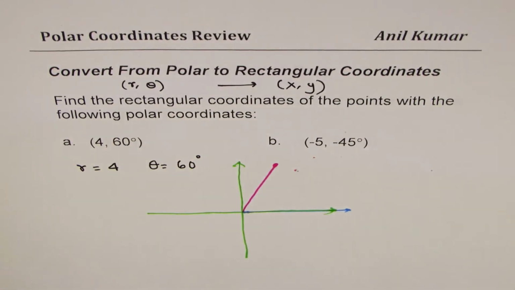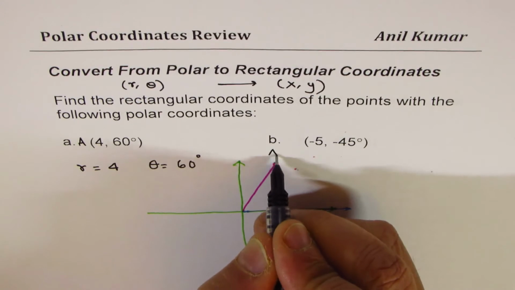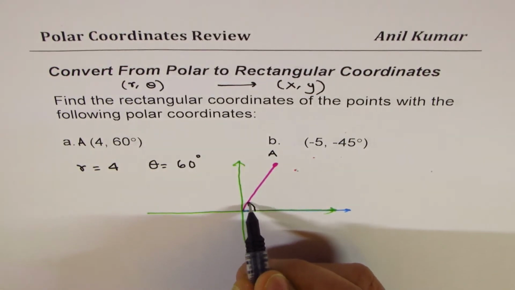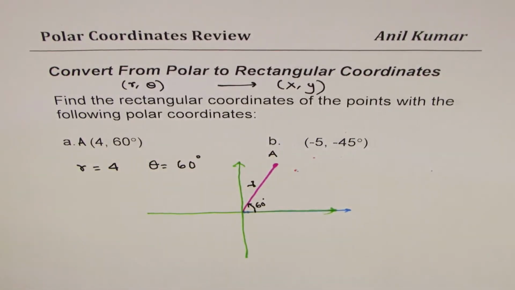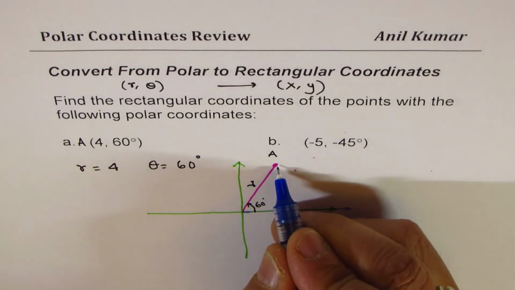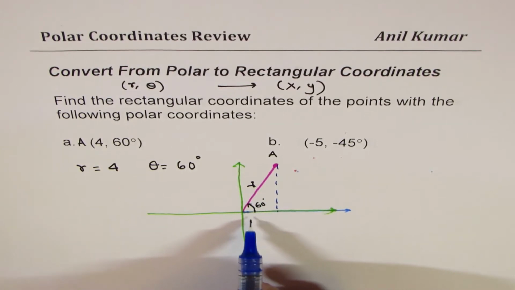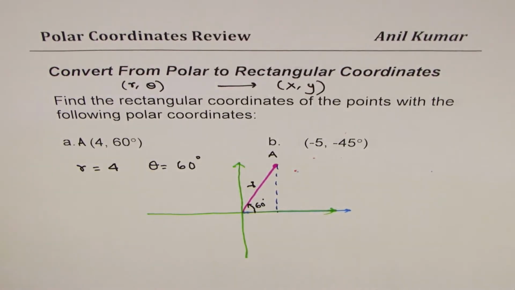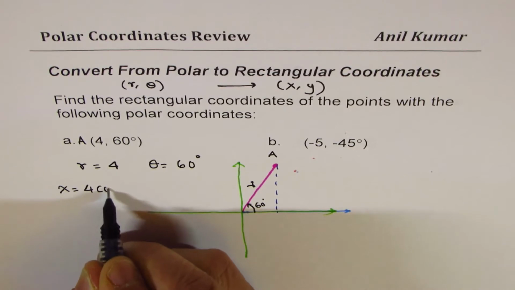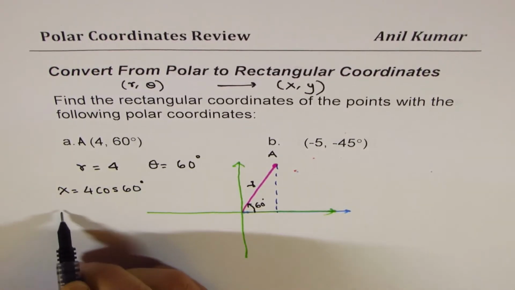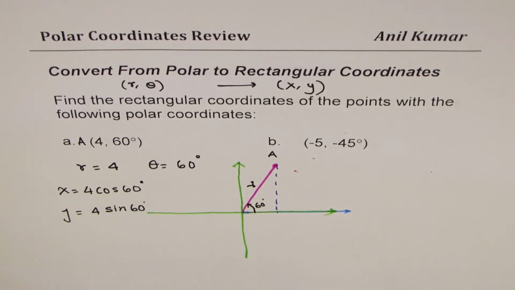Let's say this is the point we're talking about. Let me call this point A for the time being. The angle here is 60 degrees, and this value is R. To write it in the XY system, the rectangular coordinates, we take R cosine theta to get this value. So the X value is R cos theta, which is 4 cos 60 degrees, and the Y value will be 4 sine 60 degrees. Correct? So we get it.